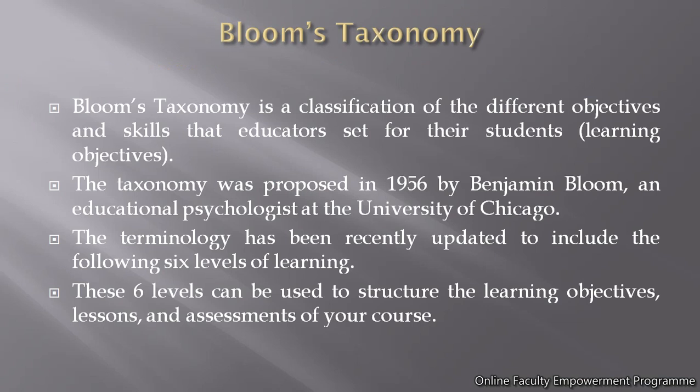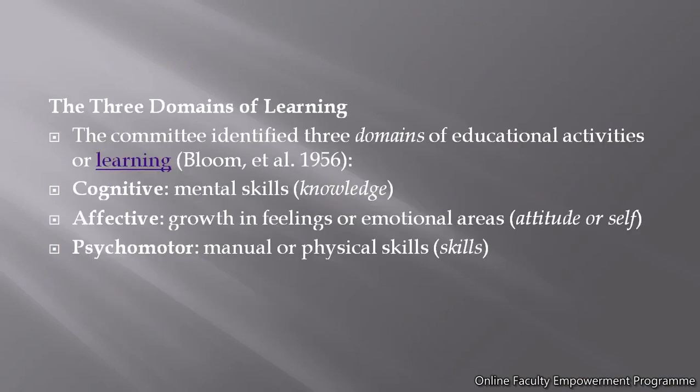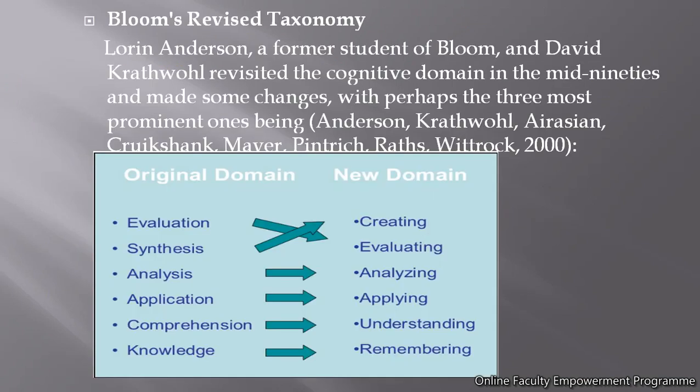So once again, a brief summary. The original method was proposed in 1956. Later in 2001, that was converted into the revised taxonomy, based on 6 levels of learning. 3 domains of learning are important: cognitive, affective, psychomotor. In the revised taxonomy, the levels are remembering, understanding, applying, analyzing, evaluating, creating.